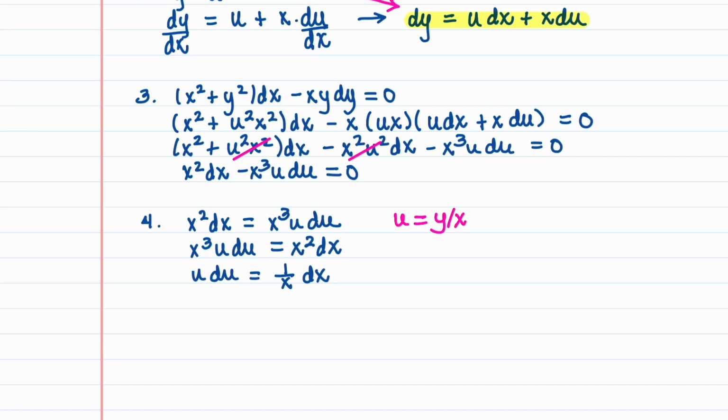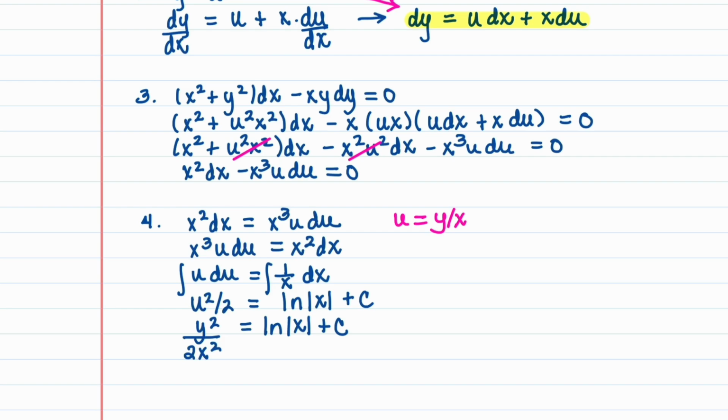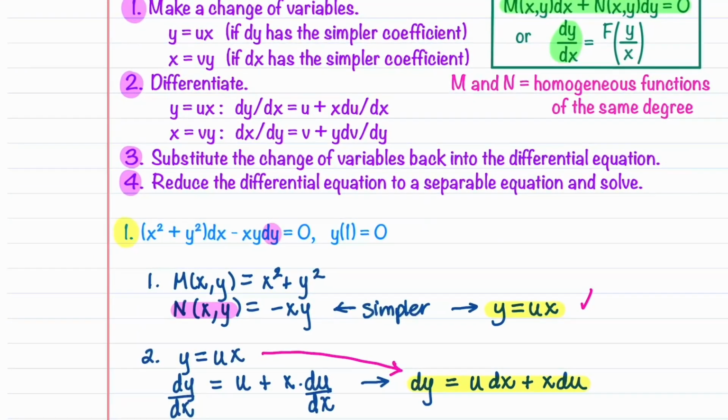We can then integrate both sides, and we get u squared over 2 is equal to natural log absolute x plus c. Now let's substitute in that u is y over x. This gives us y squared over 2x squared is equal to natural log absolute x plus c. Let's now get y squared by itself. We have y squared is equal to 2x squared times ln absolute x plus c.